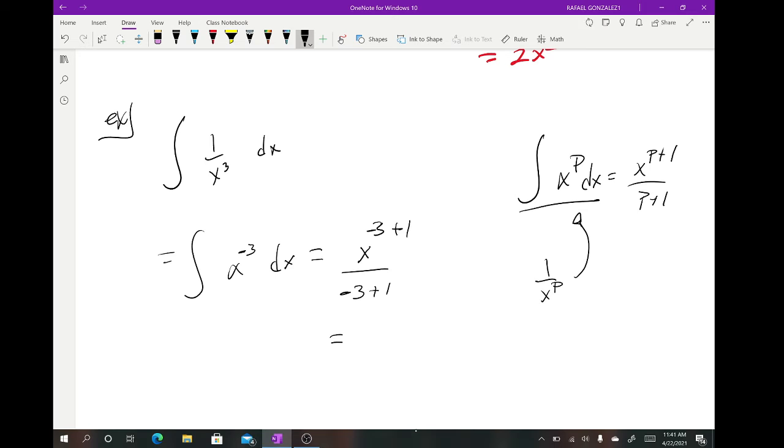Well, that is equal to what? I forgot the plus c here. That is equal to negative 3 plus 1, which is negative 2, so this is x to the minus 2 divided by minus 2 plus c.